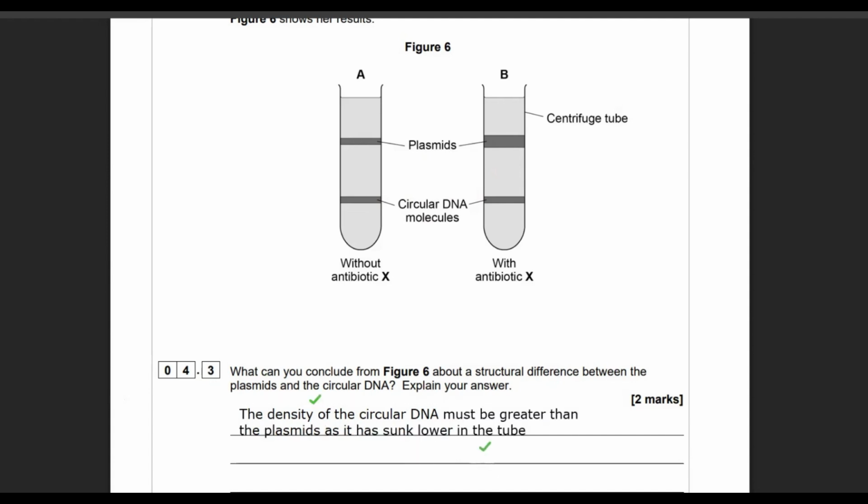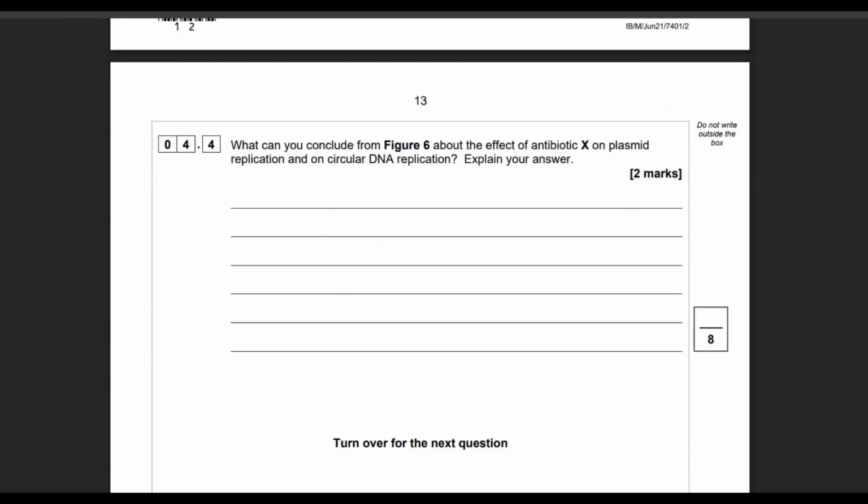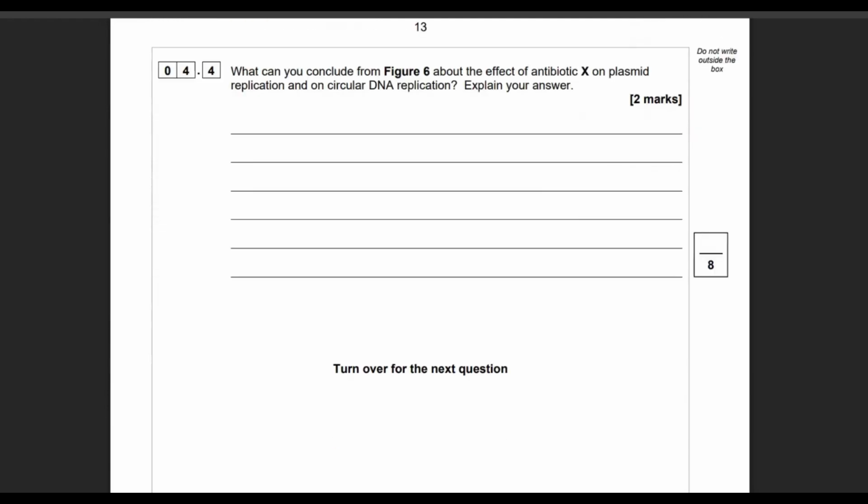It doesn't really tell you about the amounts. This is about the density. So it tells us that the circular DNA is more dense because it appears lower down the tube.